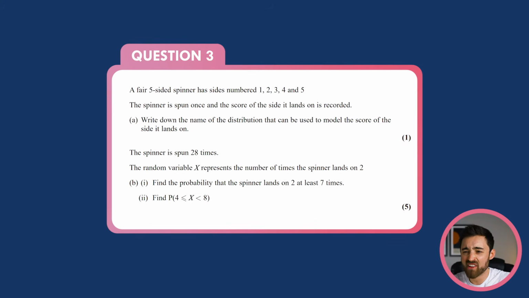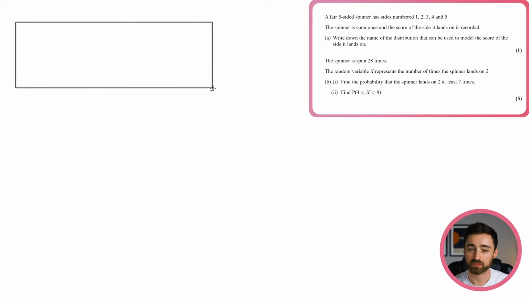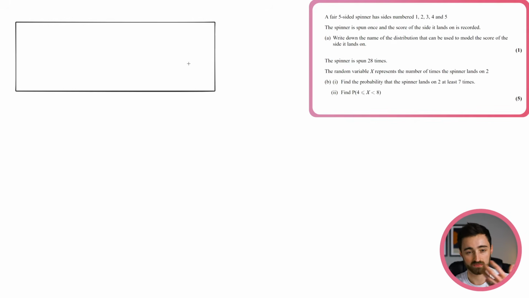A fair five-sided spinner, with sides numbered 1, 2, 3, 4, and 5. The spinner is spun once and the score of the side it lands on is recorded. Write down the name of the distribution that can be used to model the score of the side it lands on. What is popping off here? I'm hearing words, I don't get it. Essentially, a distribution is kind of saying, well, what are the different values that this thing can be? And what is the probability of each of those values?